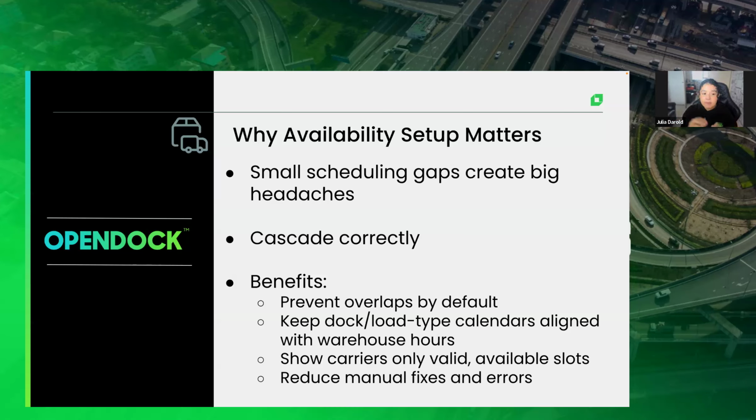You can keep the dock and the load type calendars aligned with the warehouse operating hours. You will show carriers only what's valid and actually available as slots. So you eliminate all the back and forth, the corrections, and so on. So reducing the manual fixes, the scheduling errors, the workarounds that you guys have to do. If you have your availability set up the best way possible, I think that helps a lot. Availability is not just a system setting for Opendock, it's really the foundation for helping your operation run smoothly by using Opendock in these specific settings.